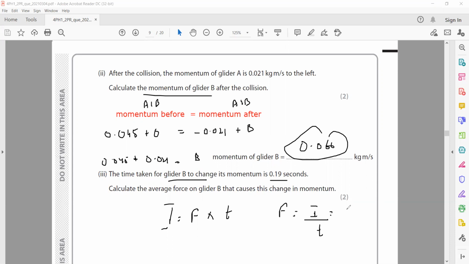The change in momentum, final momentum is 0.066, initial momentum was 0, and the time interval is 0.19. So we'll get the force experienced by this B, which is 0.35 Newton.